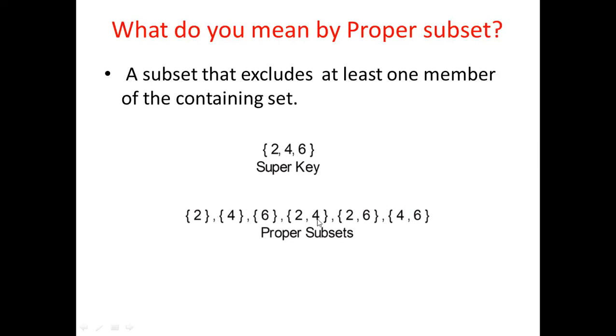If any not-proper-subset is available in a super key, then it is called a candidate key. But if any of these is available in a super key, then it is not called a proper subset. So this is nothing but the proper subset. I hope you get the concept of the proper subset.